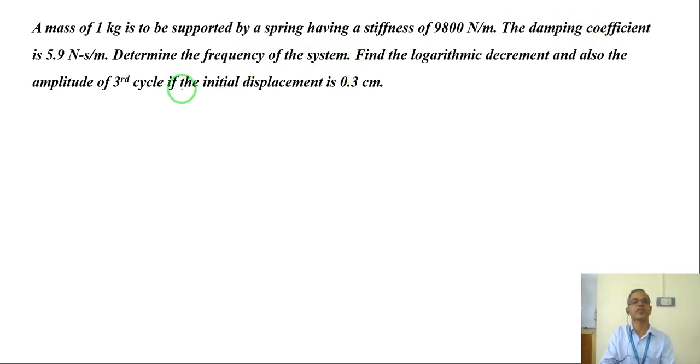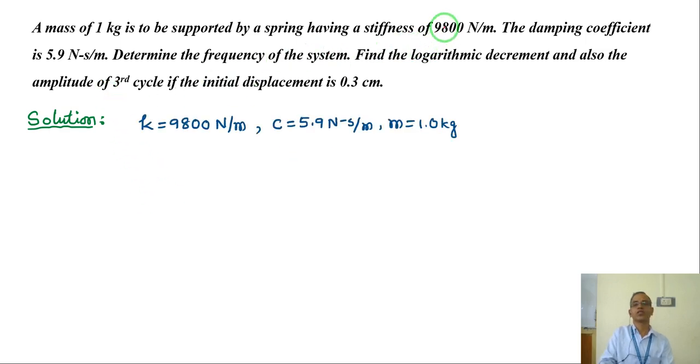Since damping is given, this frequency will be the damped frequency, we should understand. It is not the undamped frequency. Find the logarithmic decrement delta and also the amplitude of third cycle if the initial displacement is given as 0.3 centimeter. So let us see the solution. What are given to me? The stiffness is given to me, damping coefficient is given to me, and mass is given to me.